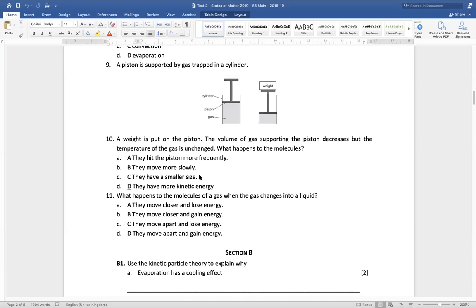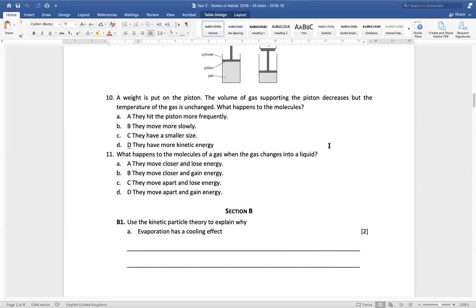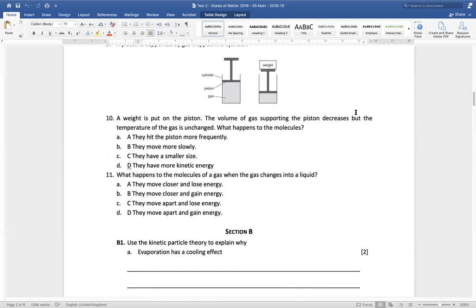A weight is put on the piston. The volume of the gas supporting the piston decreases. So basically, what they're doing is they're pushing it down, so the volume is decreased. The temperature is unchanged. What does that mean? It means that kinetic energy does not change for this. So, what happens to the molecules? Obviously, you're decreasing their volume and you're not allowing them to move more. So, they are going to come close together, and the pressure will be increased, right?